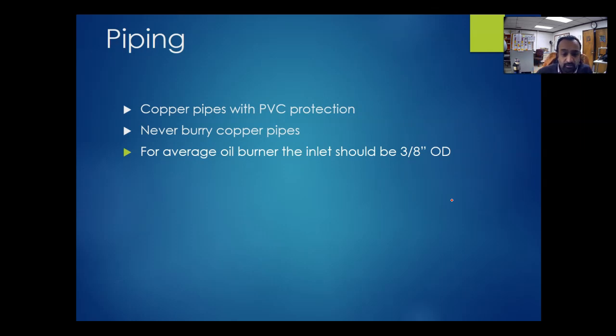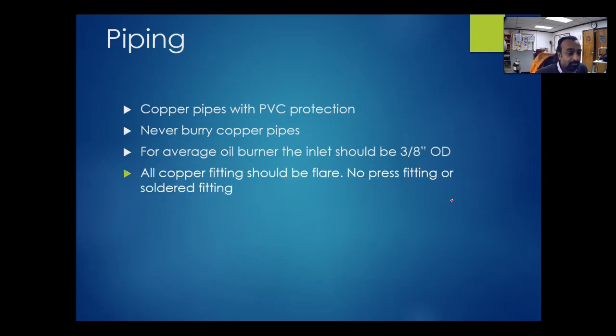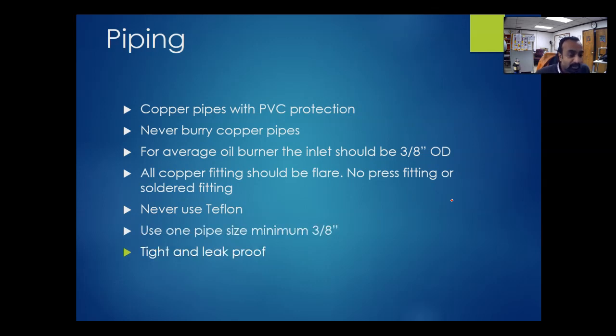That's the average size of the pipe. All copper fitting should be flare, no press fitting or solder fitting. Never use Teflon. You can use a different kind of tape that's specialized for oil, but no Teflon. Use one pipe size, minimum of 3/8, but try to have uniform oil line size because that minimizes the pressure drop or increase. It should be tight and leak proof, and always check for leaks throughout the system.